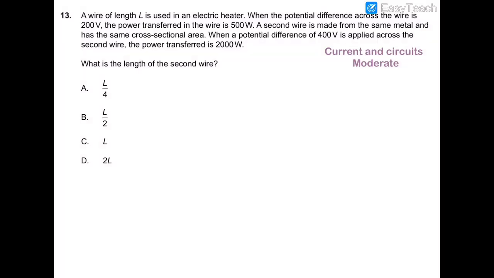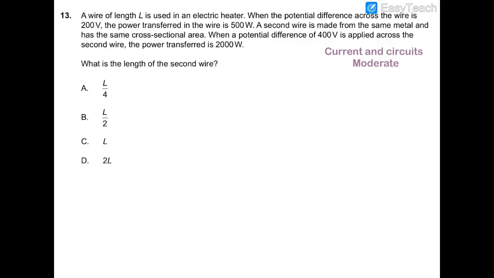In this question, you can see that there is a wire of length L that is used in an electrical heater. When the potential difference across the wire is 200 volts, the power transferred in the wire is 500 watts. A second wire is made of the same metal and has the same cross-sectional area. When a potential difference of 400 volts is applied across the second wire, the power transferred is 2000 watts. What is the length of the second wire?